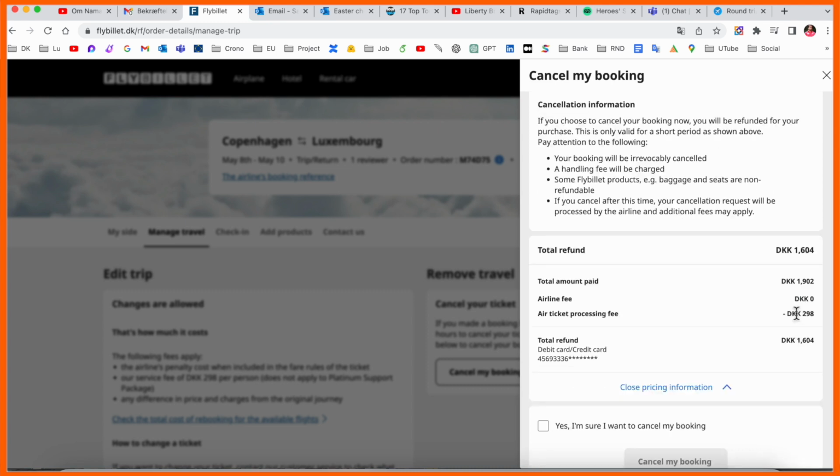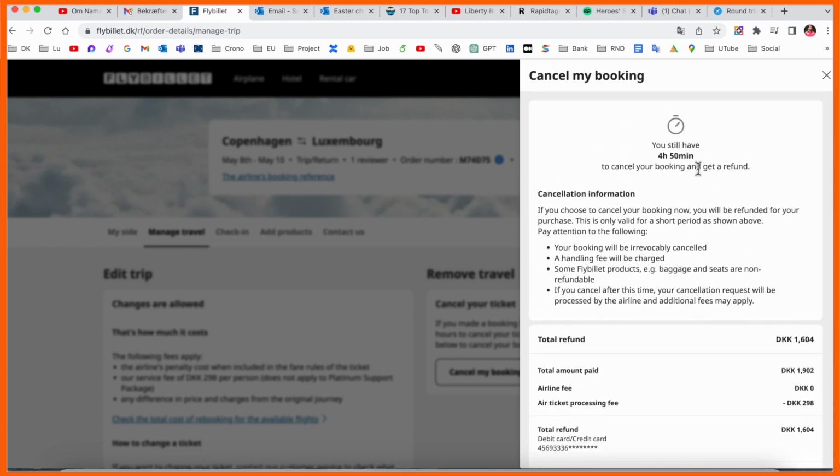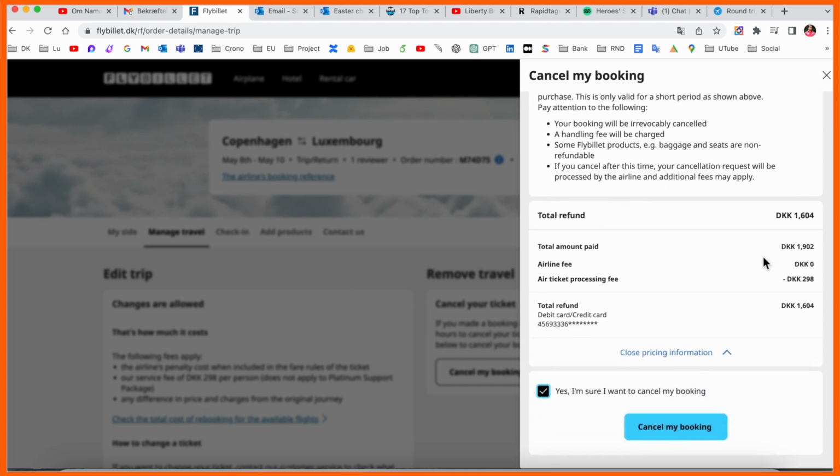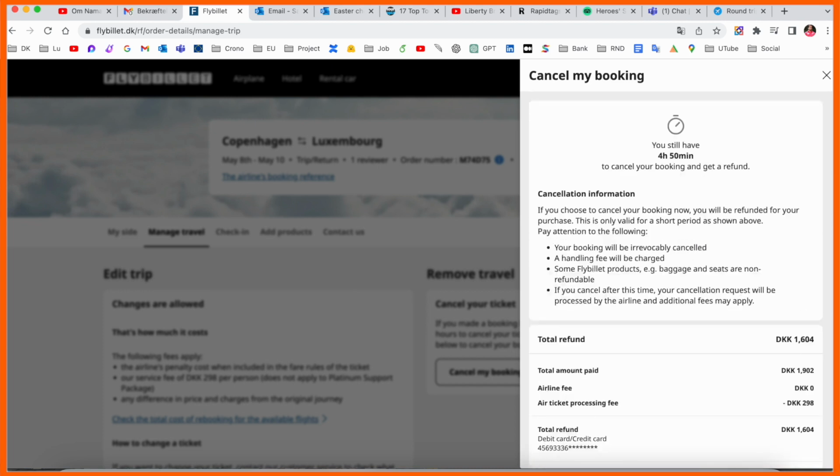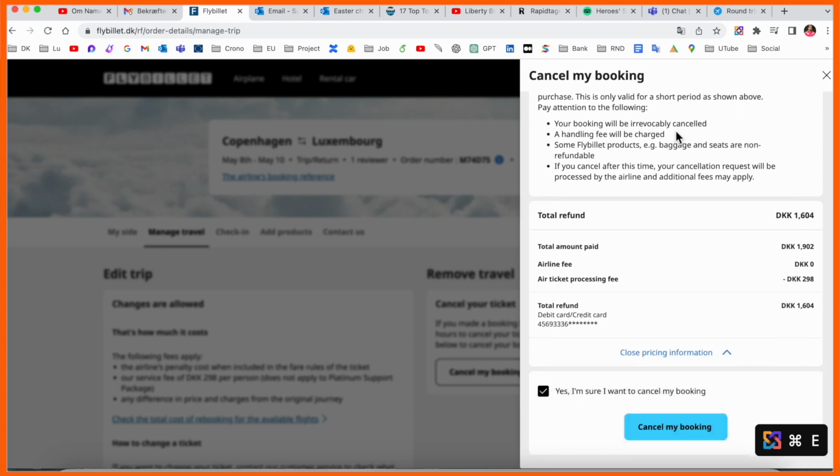I paid a total amount of 1902 Danish krona. The airline fee is zero, the air ticket processing fee they are taking from my side is 298, and I am receiving 1604 Danish krona. The penalty taken here is 298 Danish krona, and you can cancel the flight within 10 hours and receive some of the amount. After that you receive zero money. The cycle is completed. It's very simple.